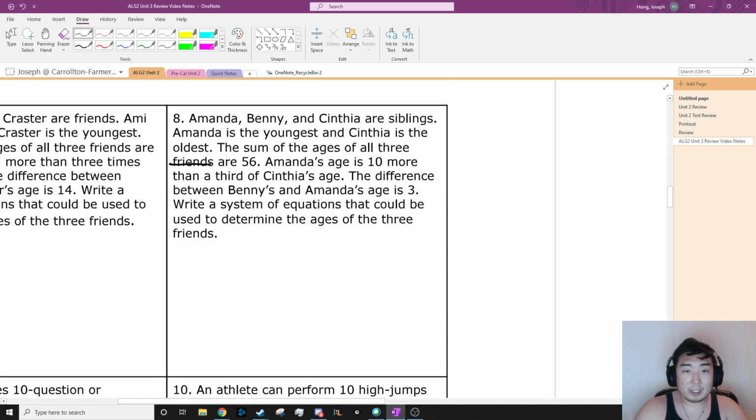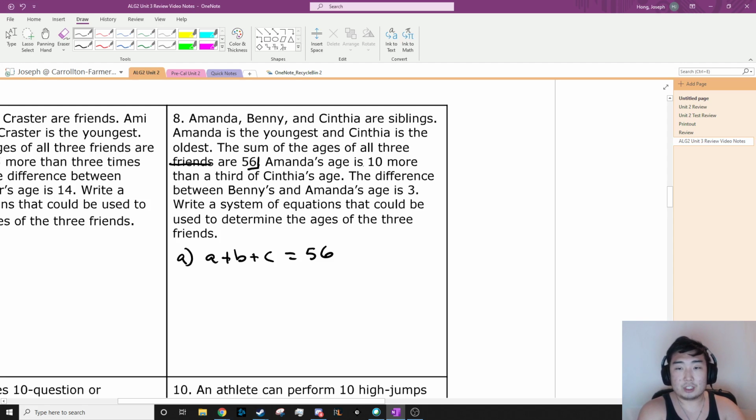All 3 siblings are 56. So let's just stop here and let's just say A, B, and C are Amanda, Benny, and Cynthia. I know that my equation A is talking about the sum of all their ages. So I know that A plus B plus C, which is Amanda, Benny, and Cynthia, is equal to 56. The sentence told me so right here, using my literature and my English skills.